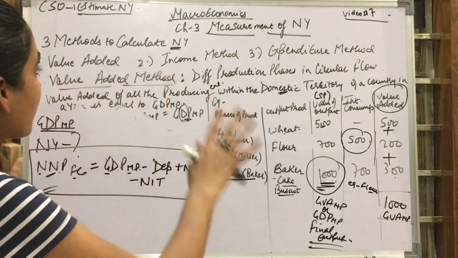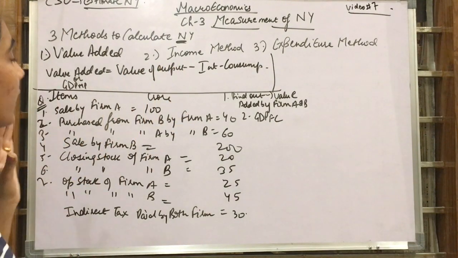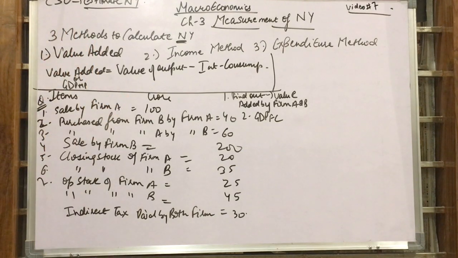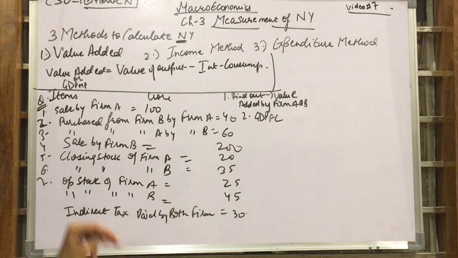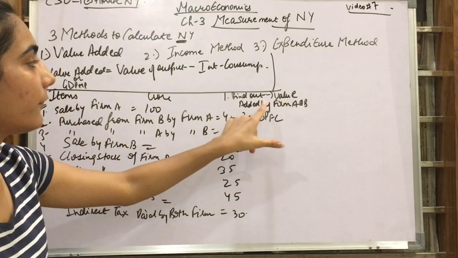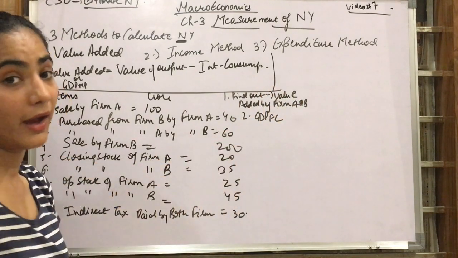I hope you have understood this method nicely. Here I have come up with a numerical so that you can have a better understanding of the value added method. Now the numerical is given in which there are two firms, firm A and firm B. We have to find out the value added by both firm A and B, and the gross domestic product at the factor cost.